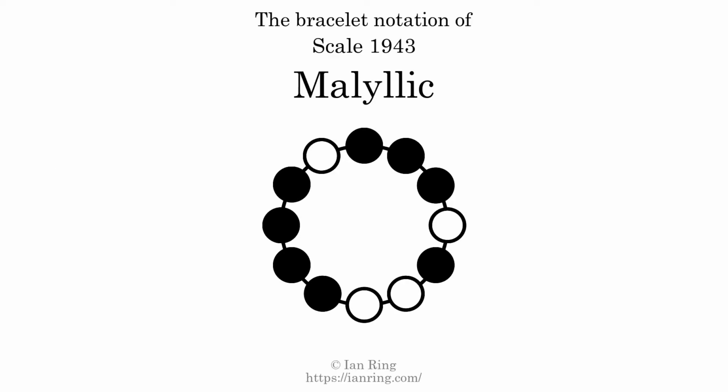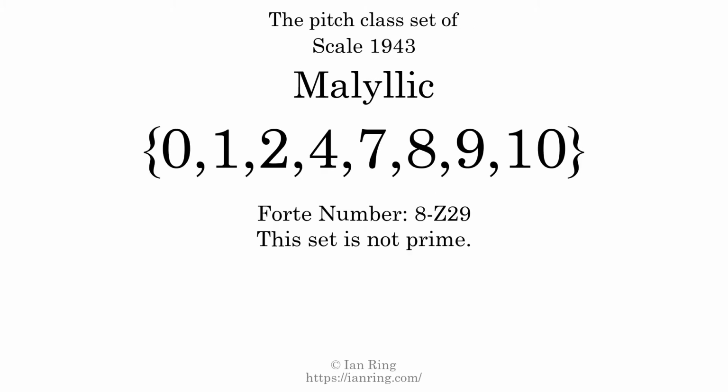This is a bracelet notation diagram of scale 1943. The shaded circles represent tones that appear in the scale, and they are read clockwise, starting at the top. The pitch class set for this scale is 0, 1, 2, 4, 7, 8, 9, 10. The forte class is 8Z29. This set is not prime.